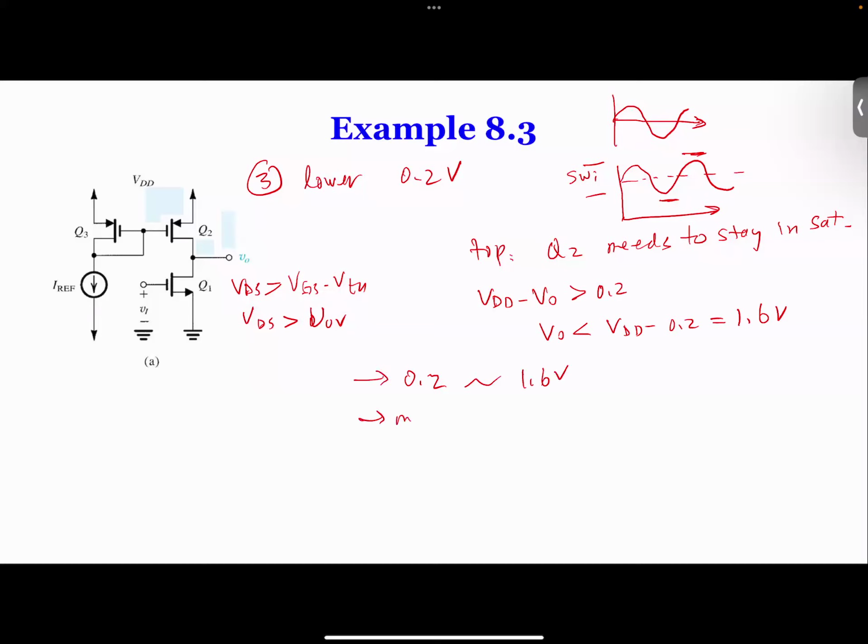And the middle, this is what we're going to use in the next slide. The middle is going to be 0.2 plus 1.6 divided by 2, equal to 0.9 volts. So what it really is saying here is that if we come to this figure, we are between 0.2 and 1.6, and the middle is actually 0.9.